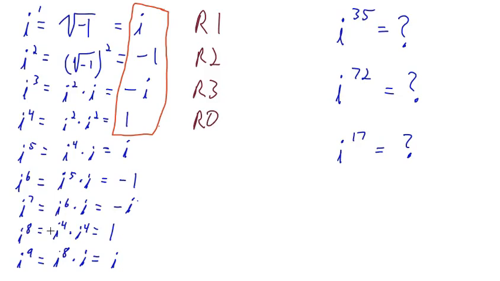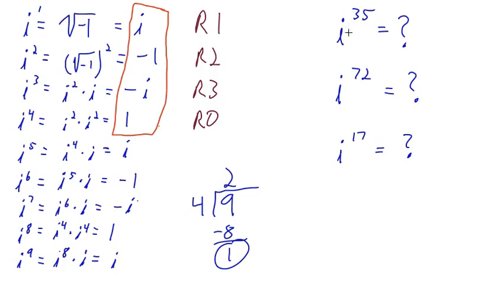Let's see how that works here with 8. So 8 divided by 4 equals 2 with a remainder of 0. So i to the 8th power equals i to the 4th power, which equals 1. Let's see how that works with 9. So I have 9. I'm going to divide by 4. Well, 4 goes into 9 twice. We multiply and get 8, and subtract and get a remainder of 1. Since we have a remainder of 1, that matches up with the answer for i to the 1st power, so it just equals i. And sure enough, that's what we got earlier.